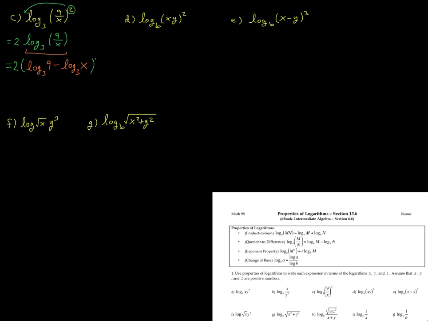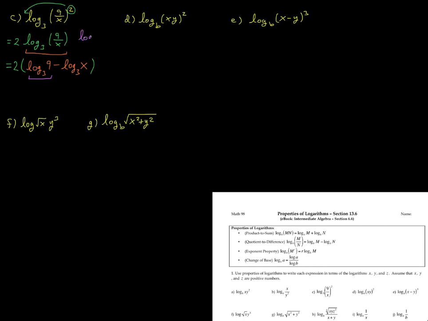So I'm going to put some parentheses there just to emphasize that that 2 is multiplying this entire thing. All right. Can I take this any further? Well, I can in this instance, because notice log base 3 of 9, I can simplify this because 9 is 3 squared. So let's do this just off to the side.